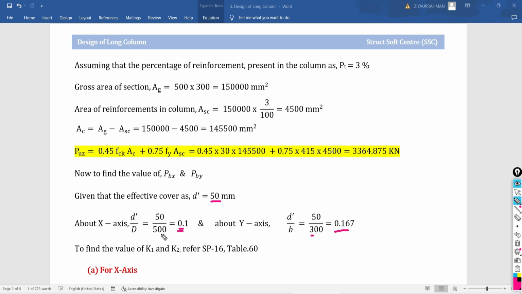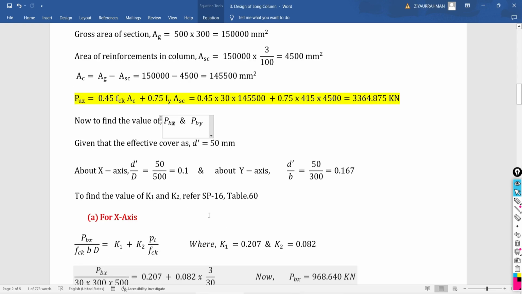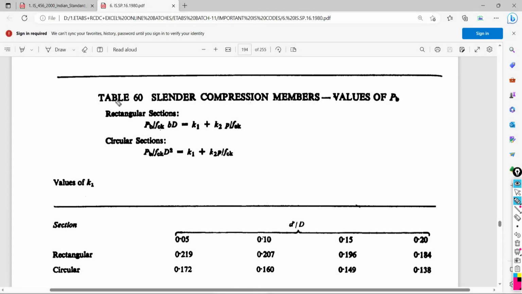Why we are doing this calculation, you will come to know at a later stage. So here we have to find PbX and PbY. To find them, we have to find the values of k1 and k2. For that we need to refer to SP16 Table number 60. Look at this Table 60 of SP16. For a rectangular section, Pb divided by fck B D is equal to k1 plus k2 times percentage of steel divided by fck. This is the equation to calculate PbX or PbY. Here the unknowns are k1 and k2.